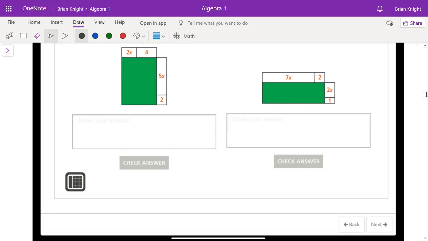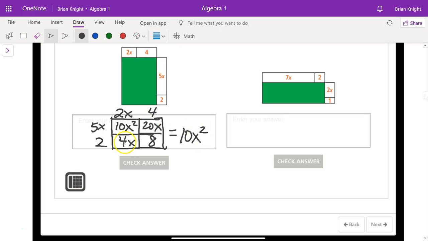Let's see. So we'll have 2x and 4 and 5x and 2. And a lot of people have to do it this way. It's easier for them. So 5x and 2x make 10x squared. 4 and 5x, 20x. 2x times 2 is 4x and 8. Add them together. 10x squared, 20 plus 4 is 24x plus 8. Any questions? Everybody good? I'll save the other one.